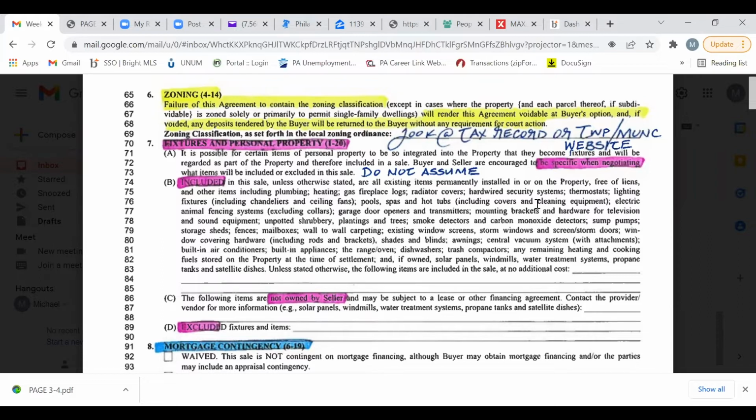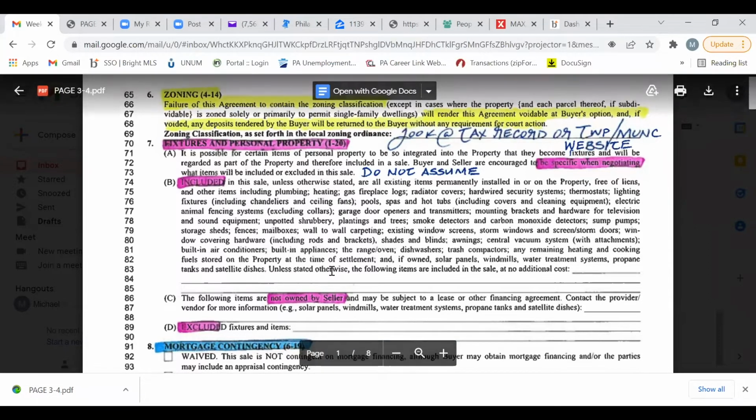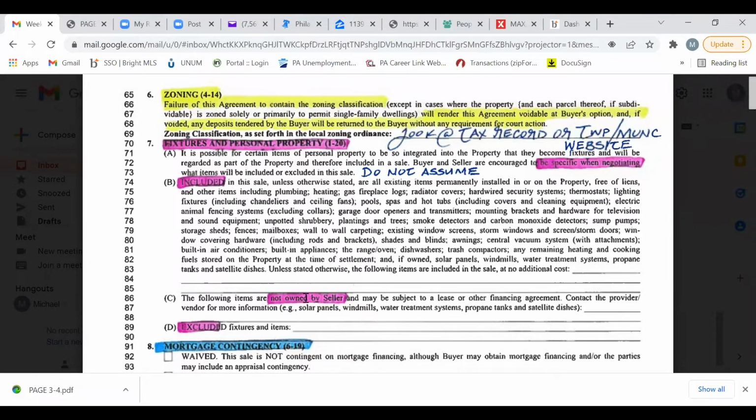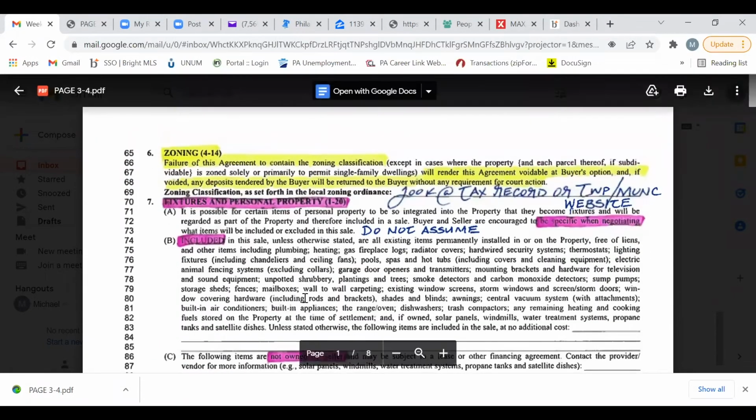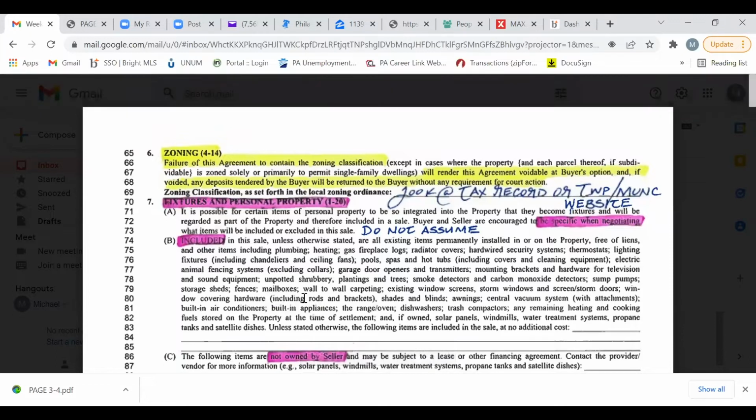This week we are going to go through pages 3 and 4. Hopefully you received the notes and hopefully you're able to see my shared screen right now, which starts with page 3. Page 3 starts off with paragraph 6, and what that states is the zoning of the property.